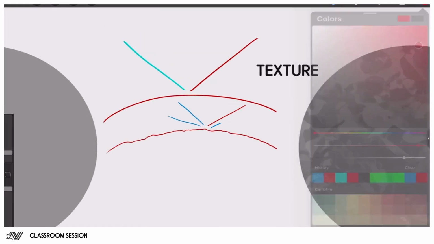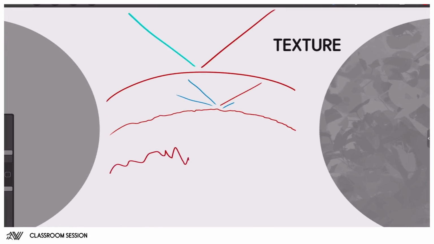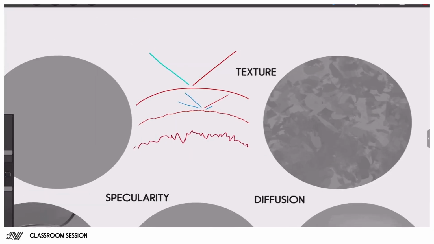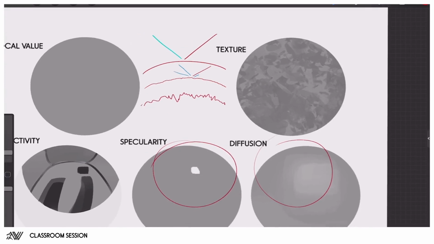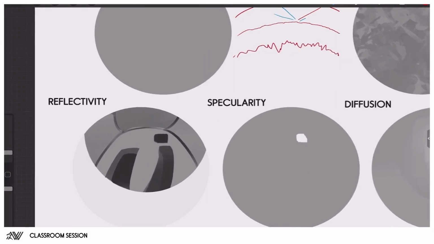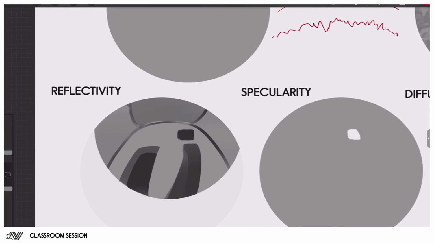Now, there can be a lot of surface texture, right? Which is going to highly diffuse the light, right? So texture is going to have a high impact on specularity and diffusion. If you look at reflectivity, again, this also has to do with the surface texture. So the smoother an object is, and also dependent on its local value, it is going to have high reflectivity.